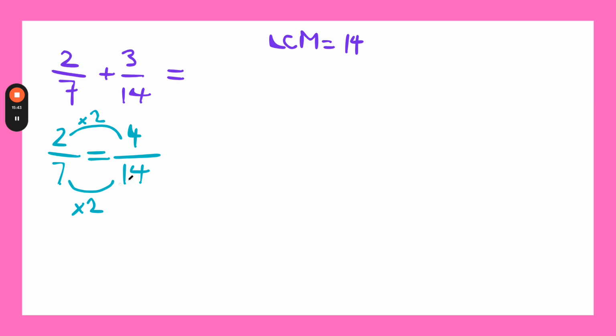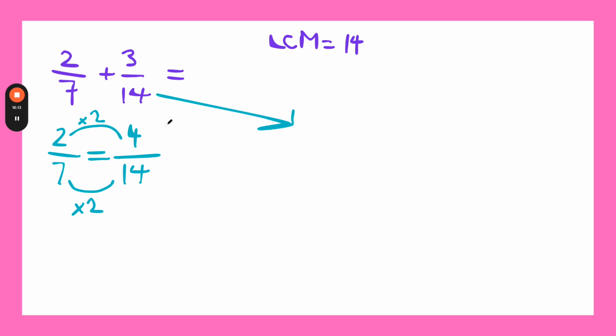So we've done 2 over 7, and our next fraction is 3 over 14. But in this fraction, our denominator is already 14, and our LCM was 14. So we don't have to do any further manipulation to this fraction to get it in the form we want it to be in. In this case, that's already done for us.